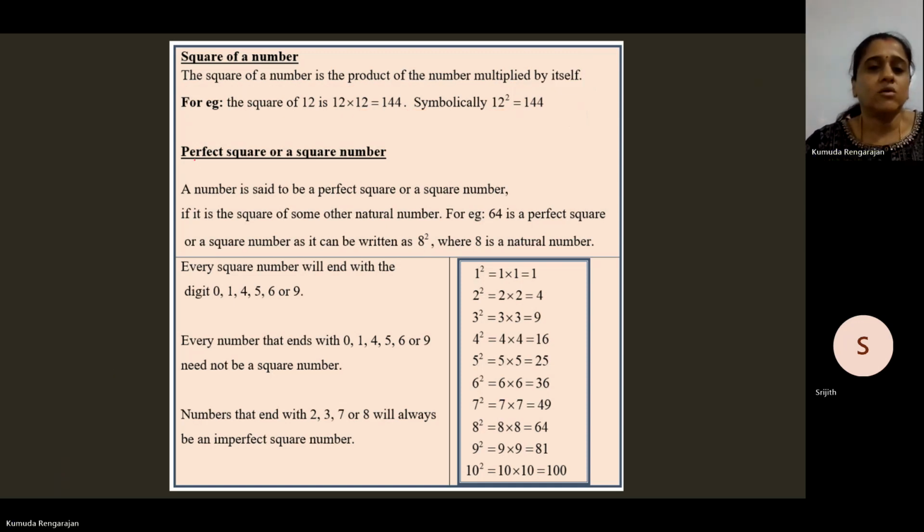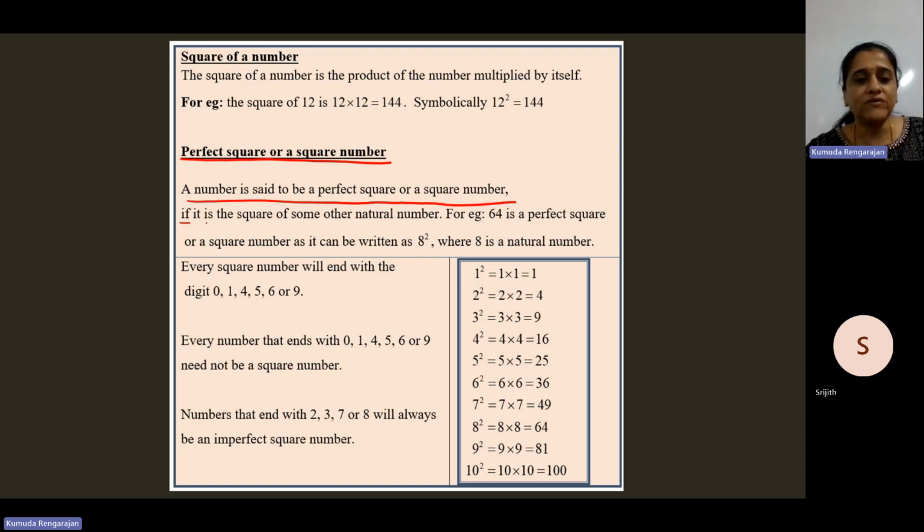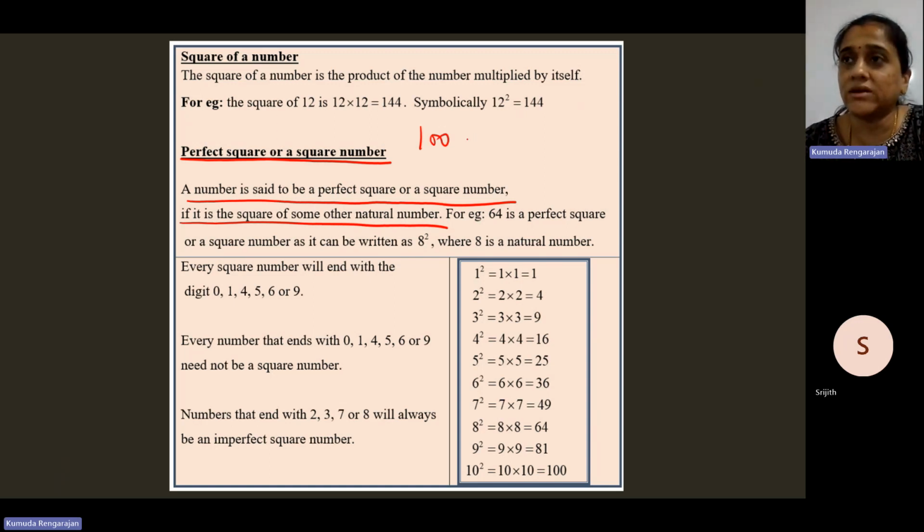Next. What do you mean by a perfect square or a square number? A number is said to be a perfect square or a square number if it is a square of some other natural number. For example, 100. 100 is said to be a perfect square because it is a square of 10. It's a square of some other natural number.